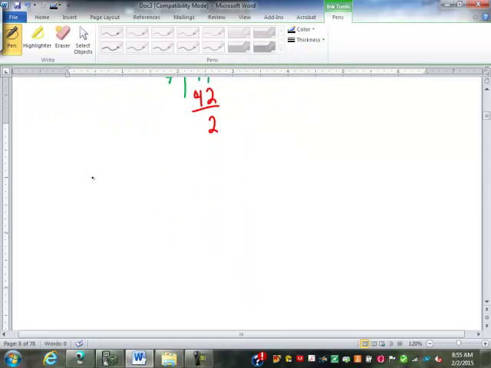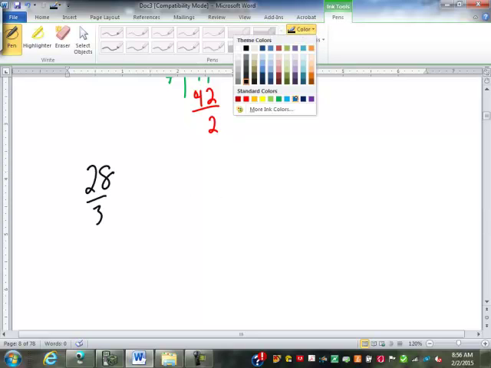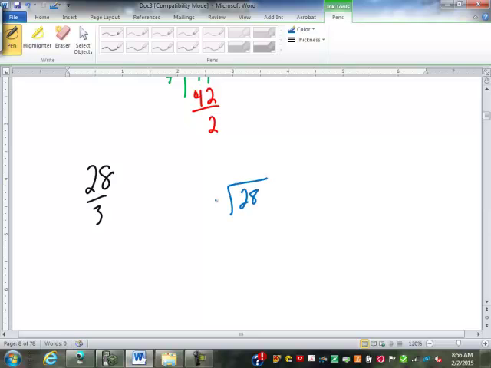So if I have 28 thirds, I'll do the same thing. 28 divided by 3. 3 goes into 28 how many times? 9. 9 times 3? 27, so there's 1 left over. So that's 9 and 1/3. Notice the denominator doesn't change. It's still thirds no matter what.